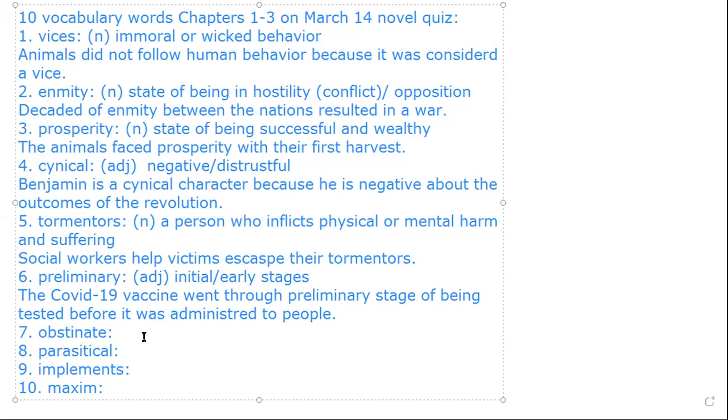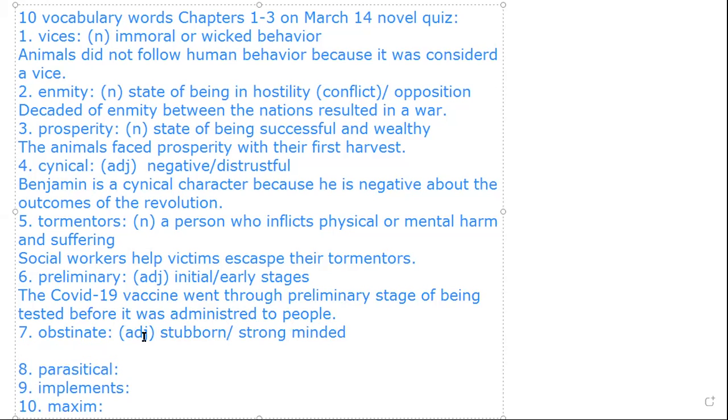Obstinate is an adjective to describe someone who is very stubborn, or very strong-minded, someone who is not easily convinced. If you are stubborn, that means you are stuck in your ways. If I try to change your mind, you are not easy to be flexible. So here we see the definition of obstinate: an adjective to describe someone who is stubborn and strong-minded.